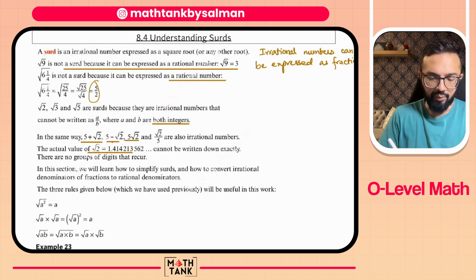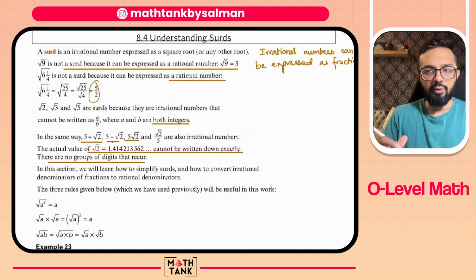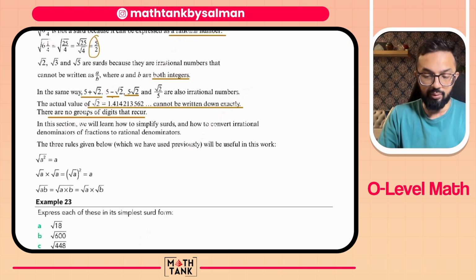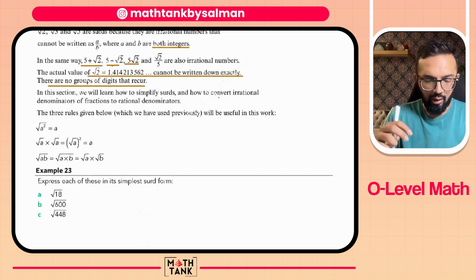The actual value of root 2 is 1.414, which cannot be written down exactly. There are no groups of digits that recur, so it's not a recurring decimal either. Our job in this section is to simplify surds and to convert irrational denominators of fractions to rational denominators. We'll talk about that in a bit.